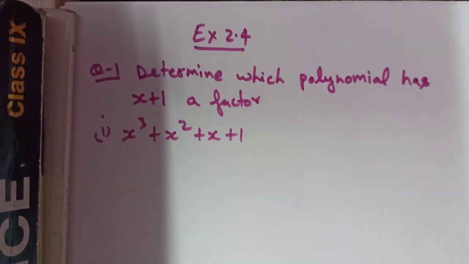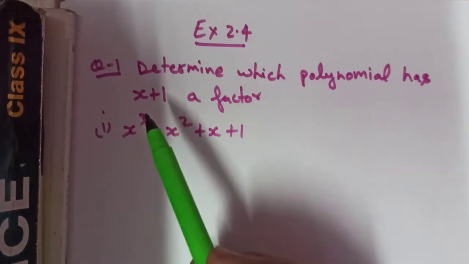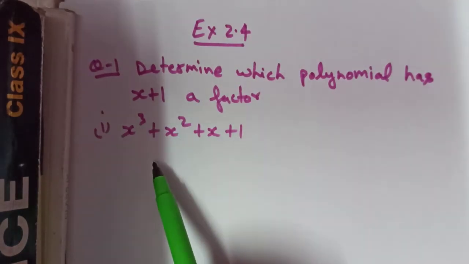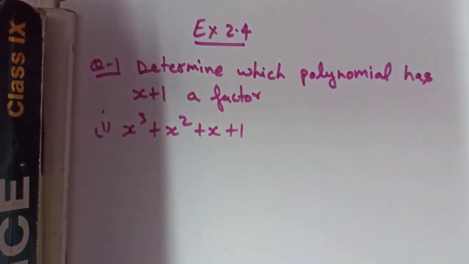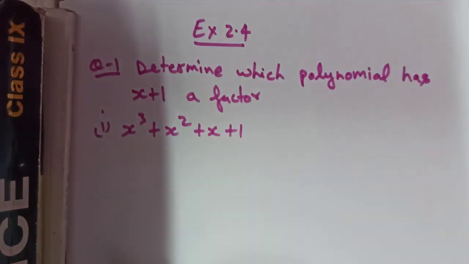Okay, so now we will be starting with exercise 2.4. First question of exercise 2.4: determine which polynomial has x plus 1 as a factor. Means we have to determine whether x plus 1 is a factor of this polynomial or not. So simply by the factor theorem, we can find out whether x plus 1 is a factor of this given polynomial p(x) or not.